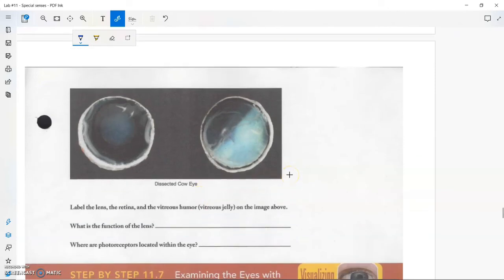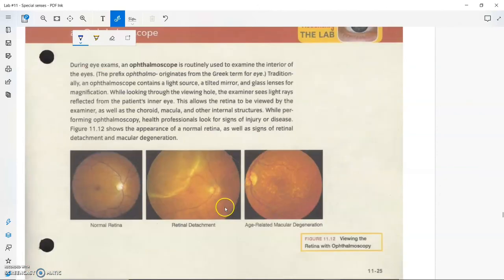Okay, lens here. Retina is that dark black colored and opaque part of the eye. Vitreous jelly is just inside of the eye. Function of the lens is to focus the image of an object on the retina, and photoreceptors are located within the retina.